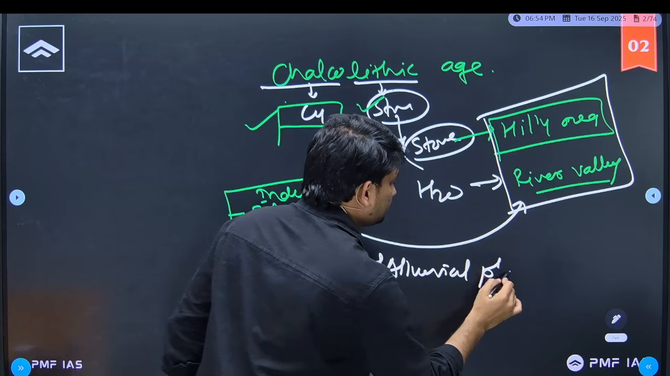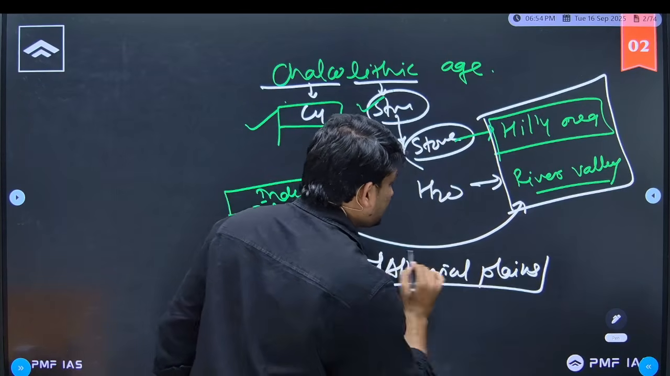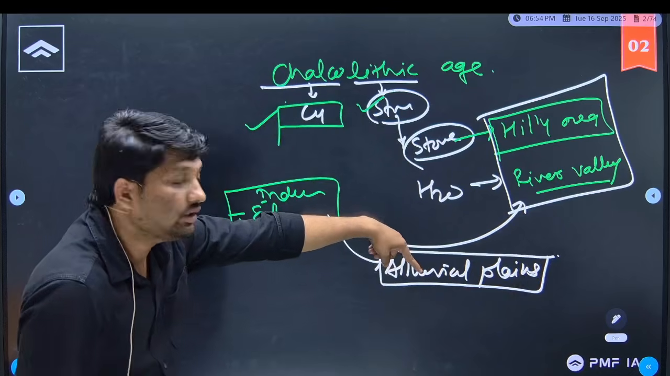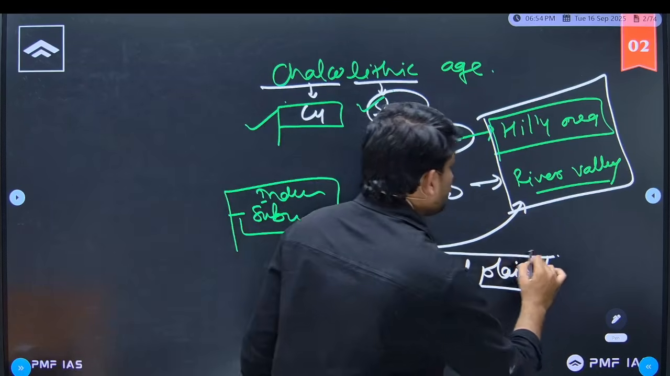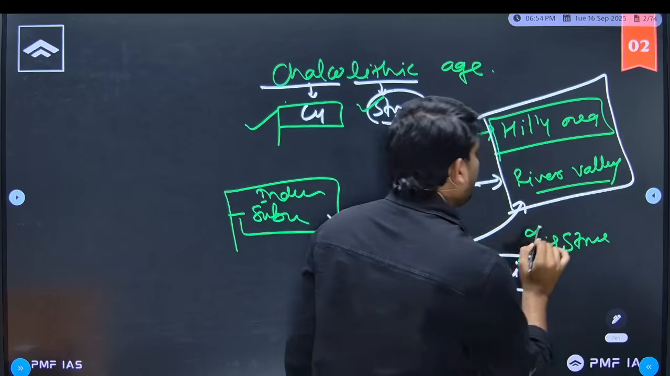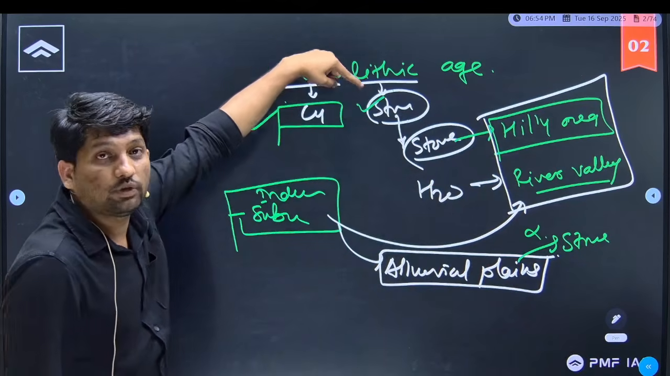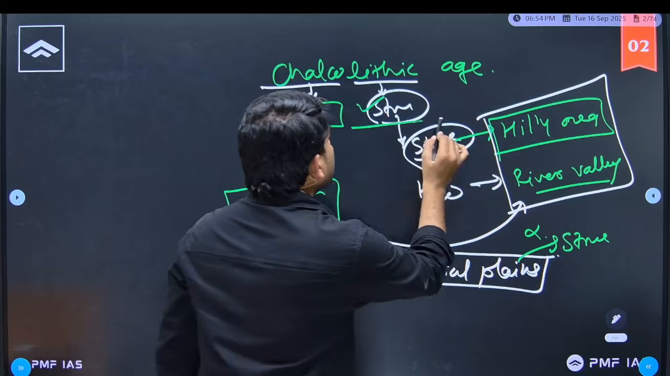Alluvial plain. Even during the Stone Age, we have discussed the same thing. Why? In alluvial plain, you won't find these stones. And even during this Chalcolithic culture, people were dependent on these stone tools.